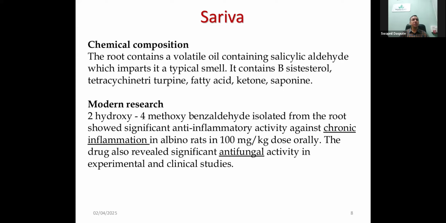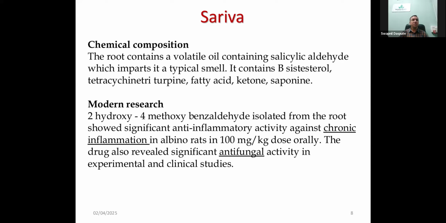Sariva chemical composition. The root contains a volatile oil containing salicylic acid and salicylic aldehyde, which imparts a typical smell. Sugandha, we saw in the synonyms. So it has a very soothing and mild smell. That aroma is very pleasing, and that itself is a very cooling aroma. That is due to salicylic aldehyde.